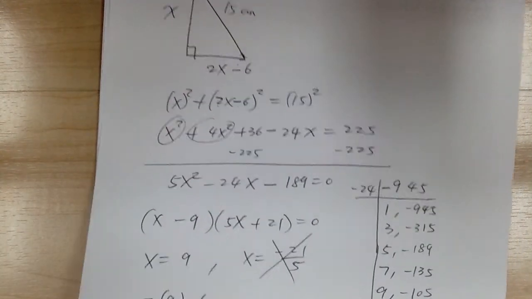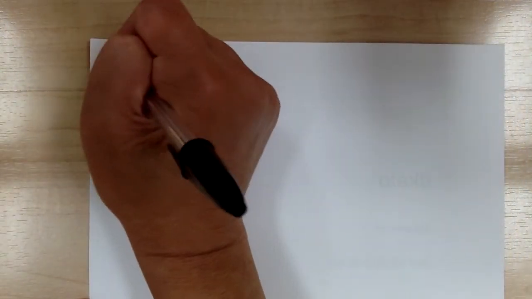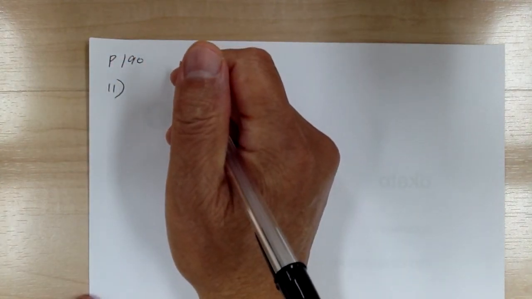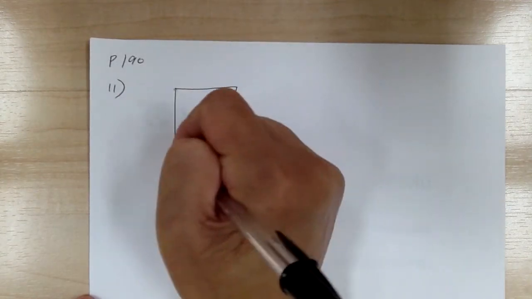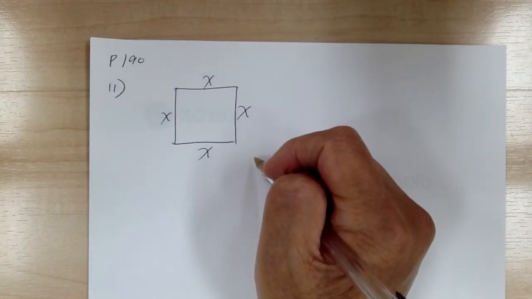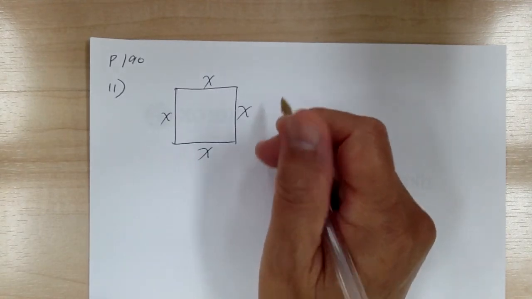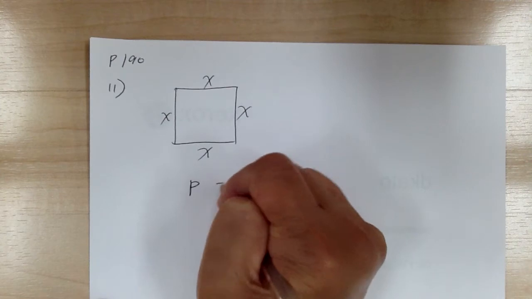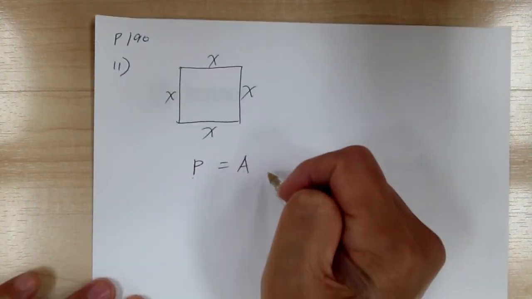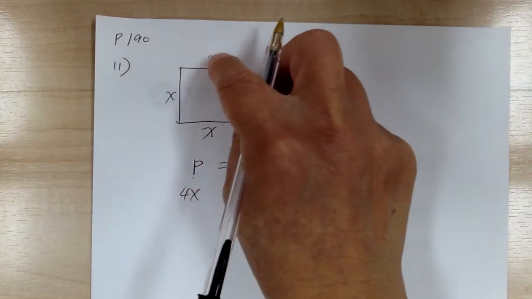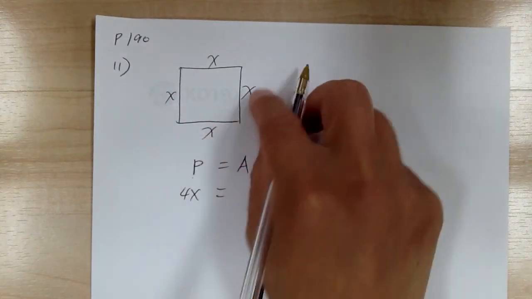Okay, let's go to number 11. Number 11 is find the dimension of a square. So when you have a square, you can draw a square right away. It's going to be x, x, x, x, right? It says the dimension of a square whose perimeter and area have the same numerical value. So from here, perimeter, if you add all this together, it would be 4x, right? You add all 4 sides to get perimeter. Area is side times side.